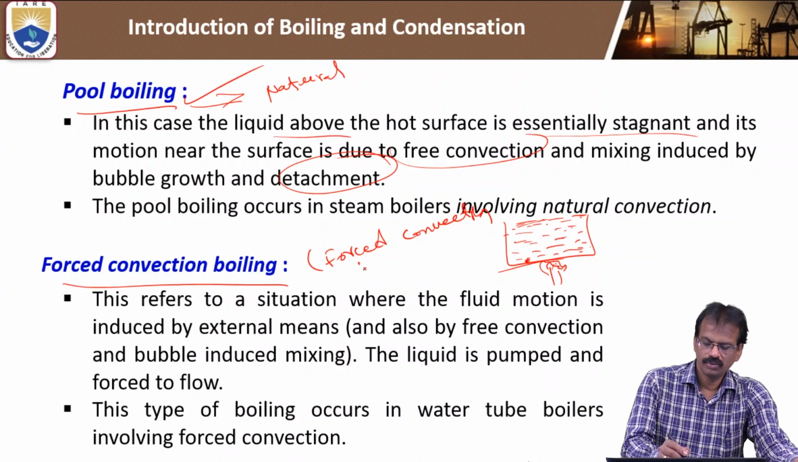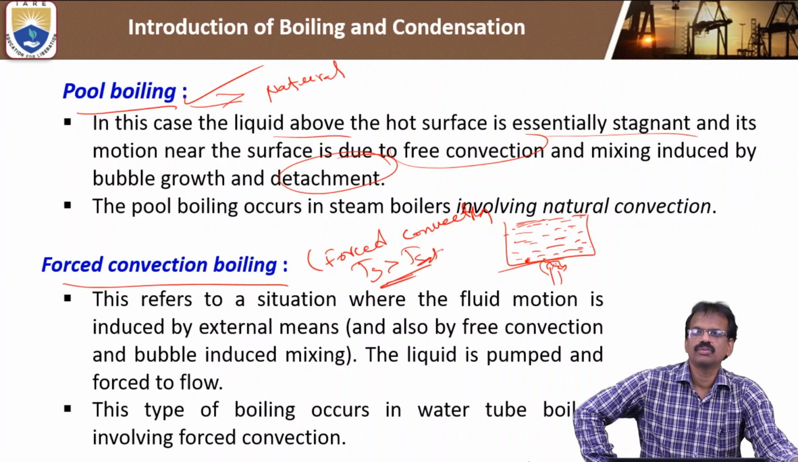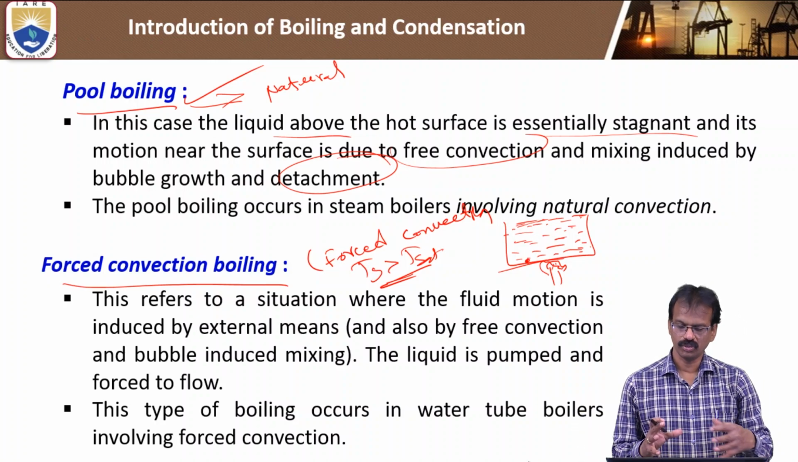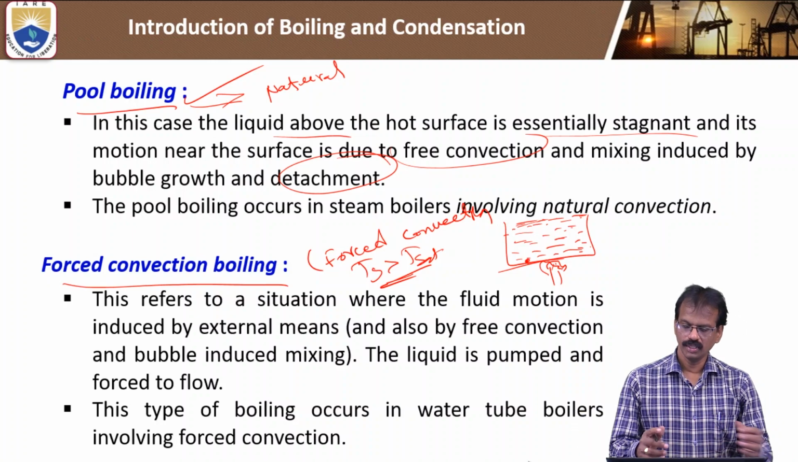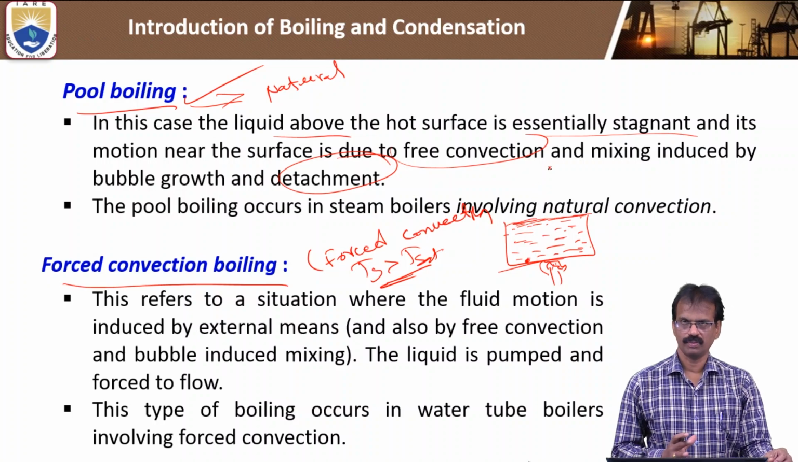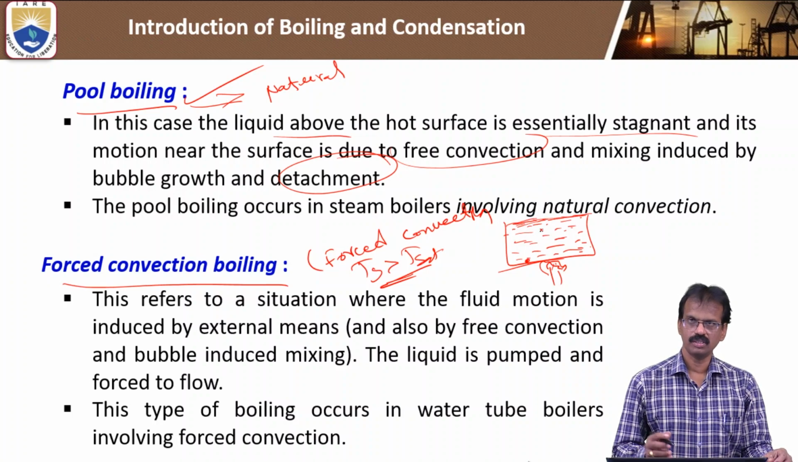But if the surface temperature is greater than the saturation temperature, the liquid very near the surface is converted into vapor, just like bubbles. These bubbles detach and move upward, and they move into the atmosphere. So here phase change occurs due to pool boiling.